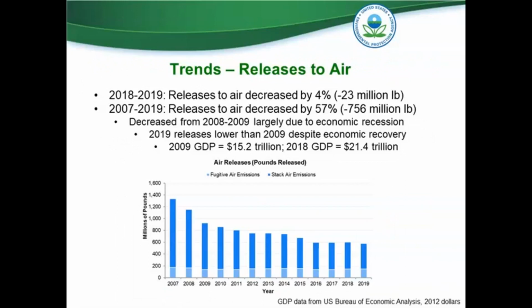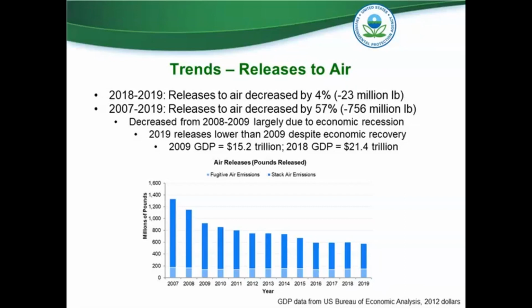So looking now at some trends specific to the environmental media, I mentioned earlier that there has been a long-term downward trend in releases of TRI chemicals to air, as reported to the TRI program. In the last year, releases to air decreased by 4% or 23 million pounds, while since 2007, the releases to air have decreased by 756 million pounds. While the decrease from 2008 to 2009 can largely be attributed to the economic recession, the 2019 releases are still lower than 2009 and 2010, despite the economic recovery that has occurred since then.